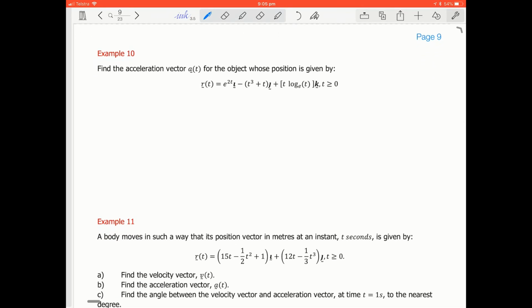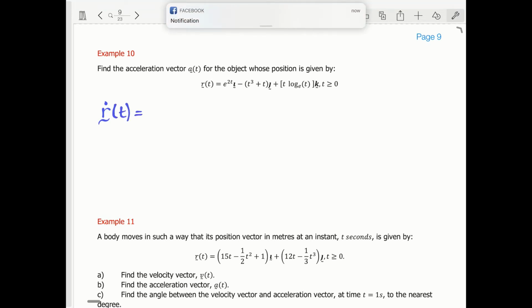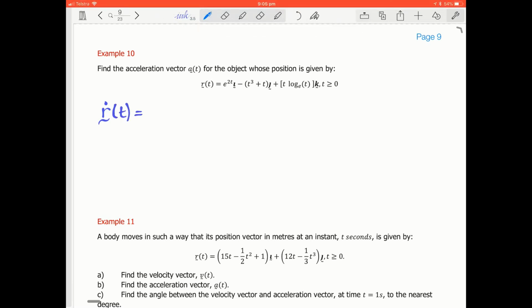So find the acceleration vector for an object which is given by r of t is e to the 2t i minus 2t cubed plus t j plus t log e t k. Okay, this one seems like it's going to be fun. r dot of t is 2e to the 2t i, so we derive that, minus 3t squared plus 1 j.